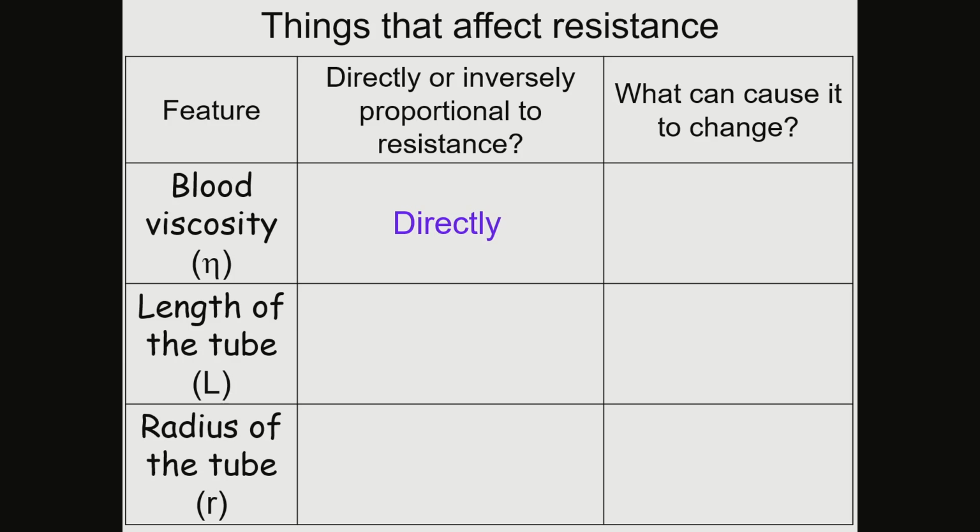What can change the viscosity of our blood? The main thing that gives our blood viscosity is our red blood cells. So if you change the hematocrit, which is the percentage of red blood cells in your blood, that would change the viscosity. More red cells, it's more viscous. That would cause a greater resistance and hence reduced flow, okay?